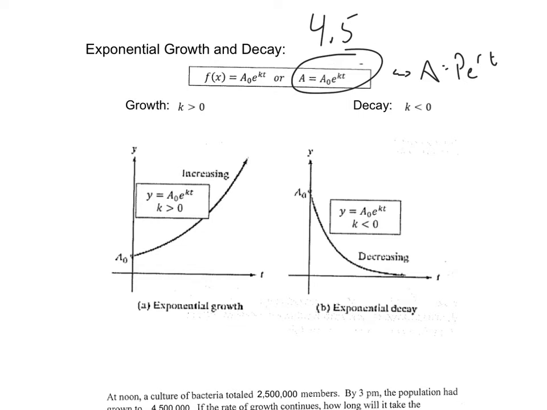Anything that's growing is going to be growth, where our k value is going to be positive. If we're decaying or decreasing over time, our k value is going to be negative. Those are the two differences between growth or decay. So let's look at a couple examples. Again, the only thing we're going to have to really worry about is this equation here. This equation is going to tell us how to do pretty much everything.